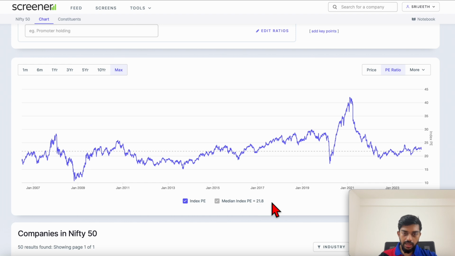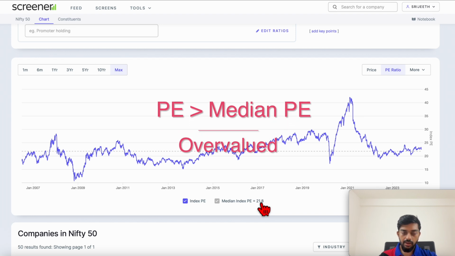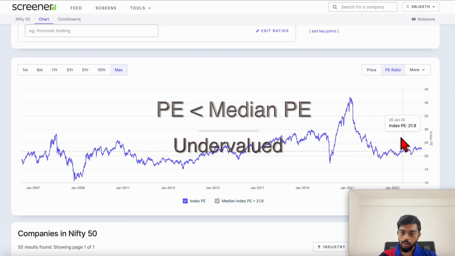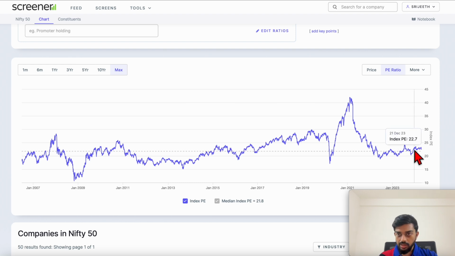If the present value is higher than 21.8, it is slightly overvalued, and if it is much higher than the median value, it is time to be cautious. And when the Nifty is trading below this number, it is considered to be a good buying zone. It is considered to be a good accumulating zone. When we check the recent PE values, it is almost close to the median PE of 21.8. So we can expect Nifty to reach values of 25 and 27 before seeing a small correction in the market.